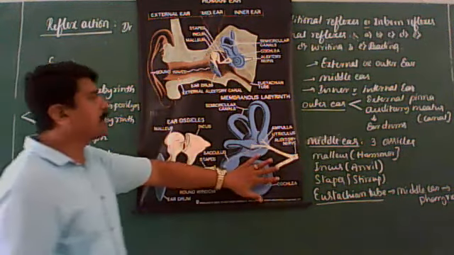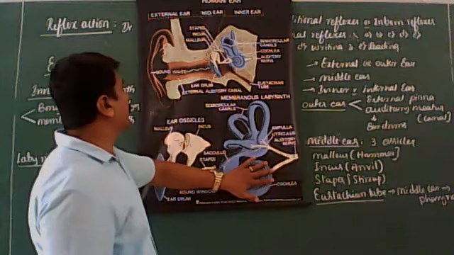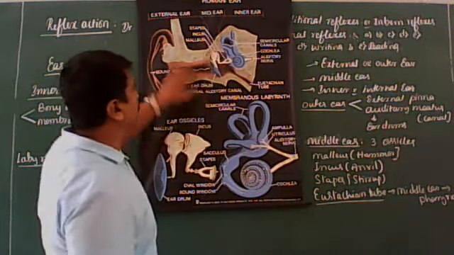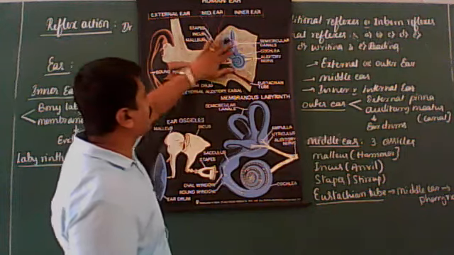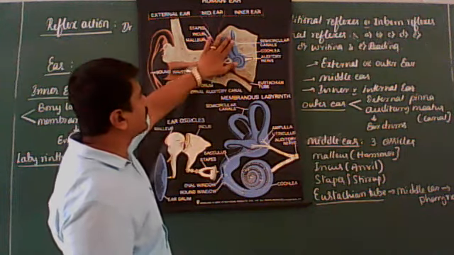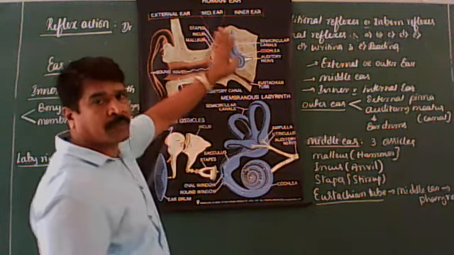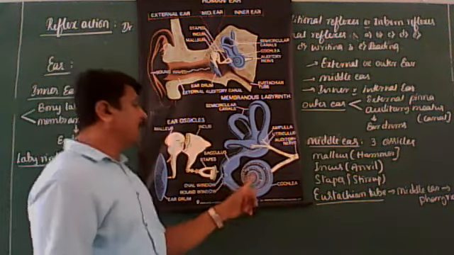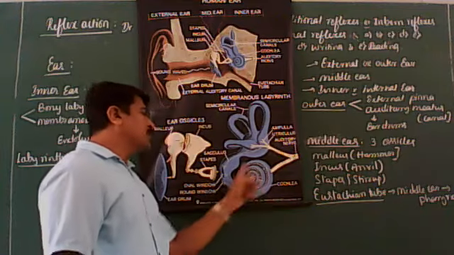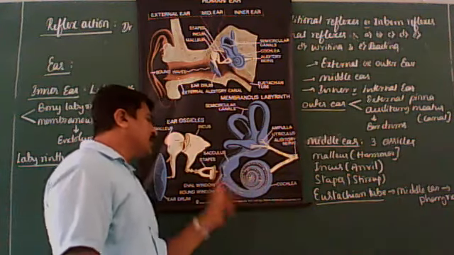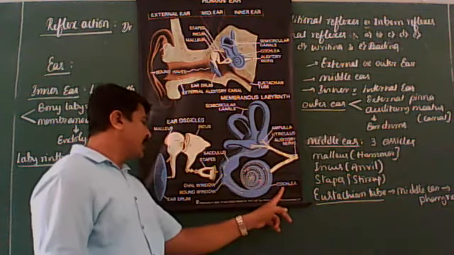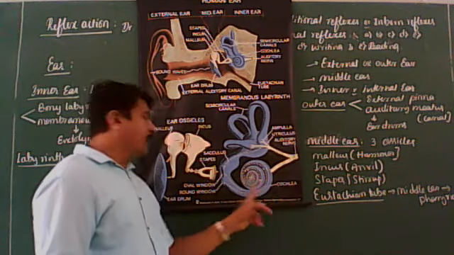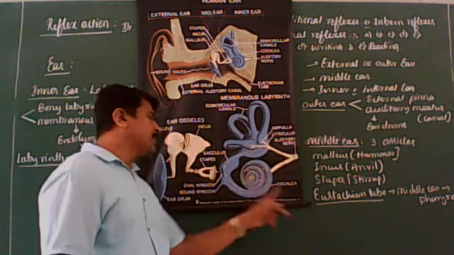So this is called the cochlea, and this complete part is the vestibular part. This is the cochlea, and this is the vestibular part. Clear? Okay, look at the book. The inner coiled portion of the labyrinth is called the cochlea. That you should remember.